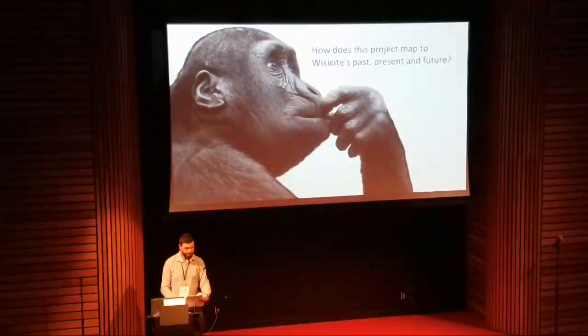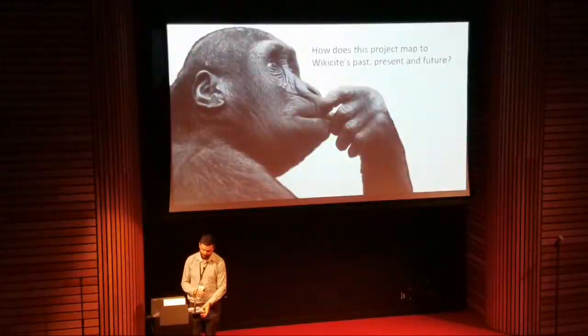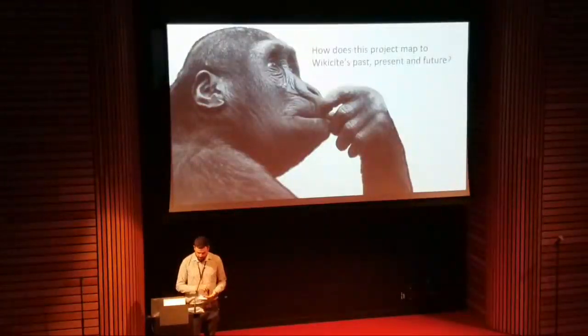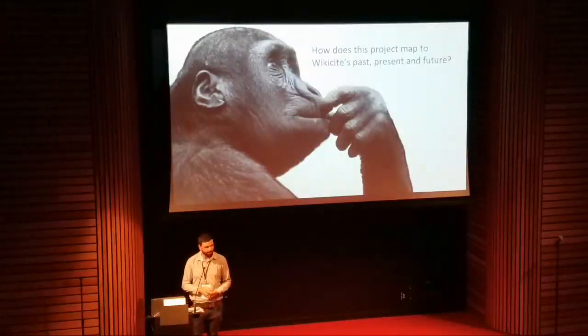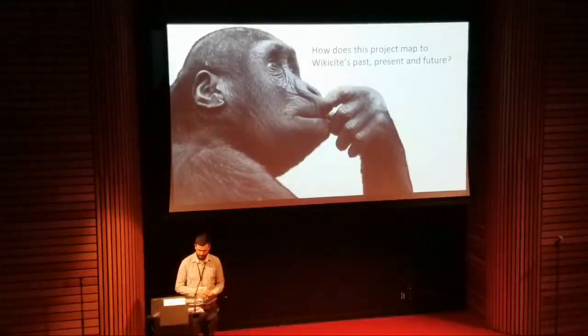So how does this map to WikiCite's past, future and present? That's really the reason why I'm here. I want to find out, and I'm hoping there'll be lots of discussions about this following our talk. But it seems to me that to be a success, WikiCite is going to need lots of data about books, bibliographic data. So that's why we're doing it. And we feel that it's come at a really good time. Perhaps it's going to act as a test case.